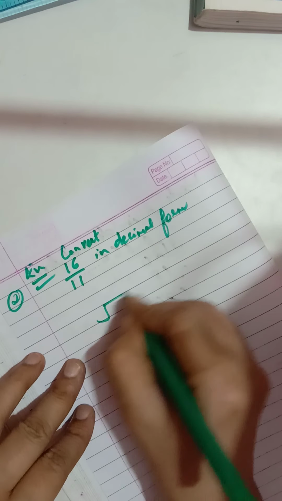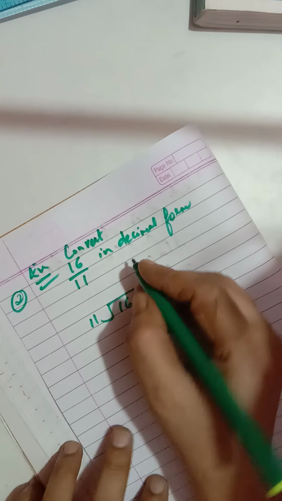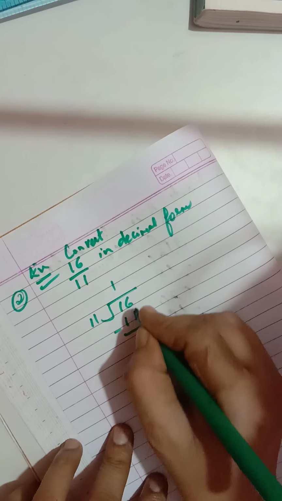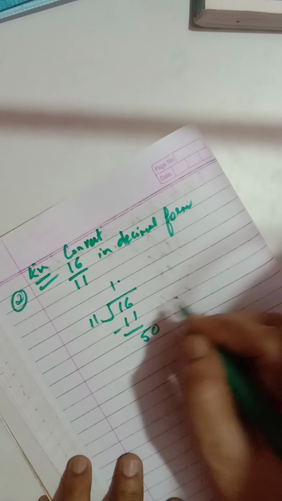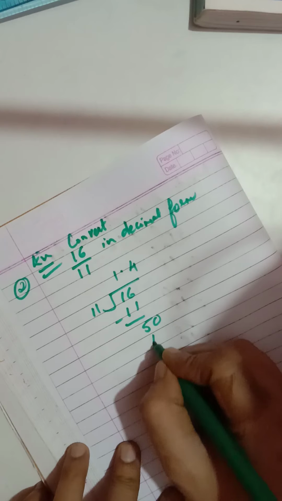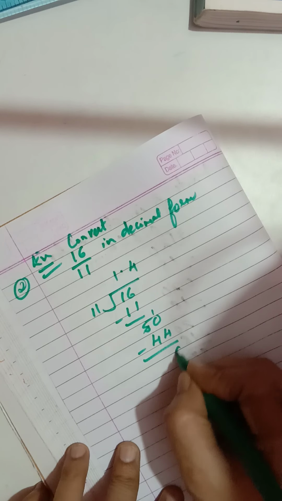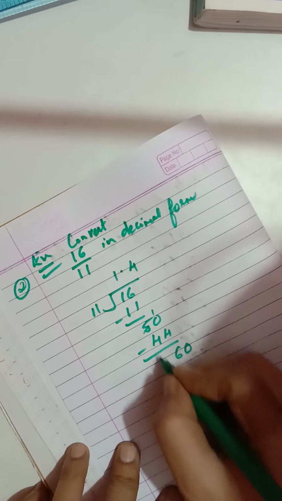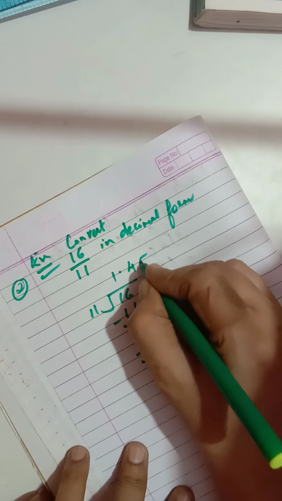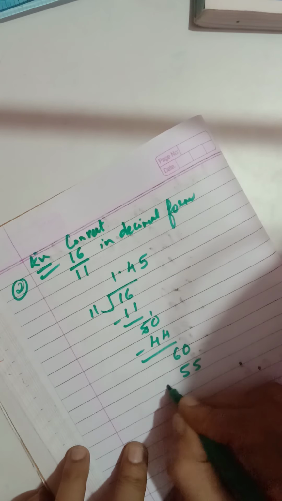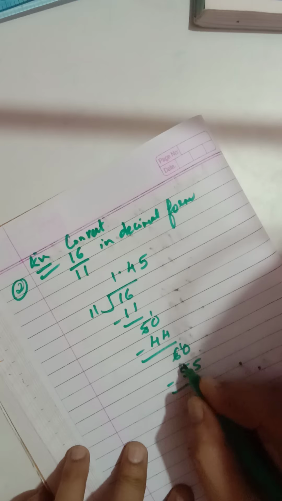Okay, so now let us start 11 and 16. 11 ones are 11, right. Now here we are getting 50, so 11 fours are 44. Now 10 minus 4 is 6, 0, and 4 minus 4 is 0. Now here see, children, 11 fives are 55, 10 minus 5 is 5, 0.